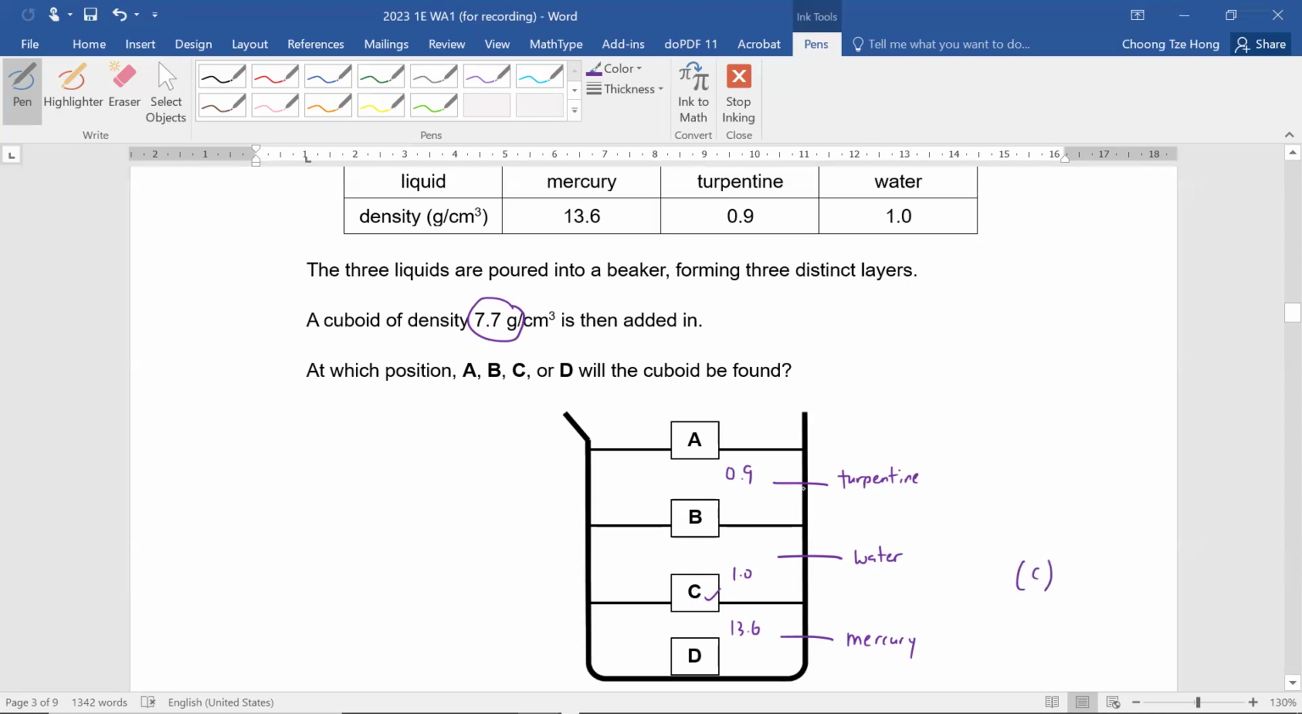So this is how you analyze a question like this, by labeling the diagram with the info that is given in the table, to allow you to visualize the question better.